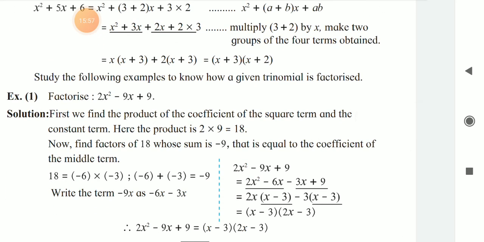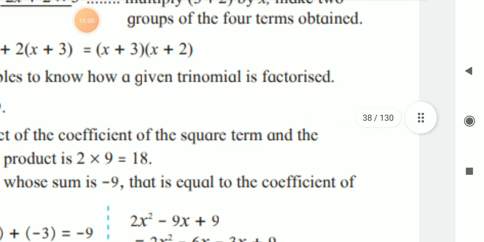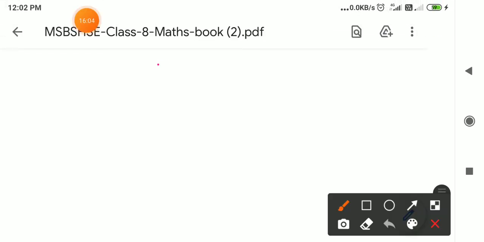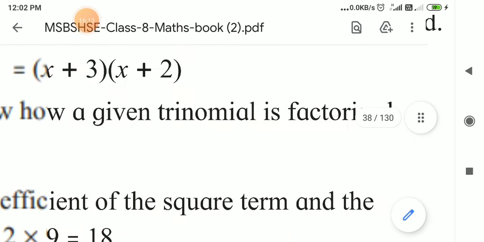Now the next question is 2x square minus 9x plus 9. 2x square minus 9x plus 9. Correct?